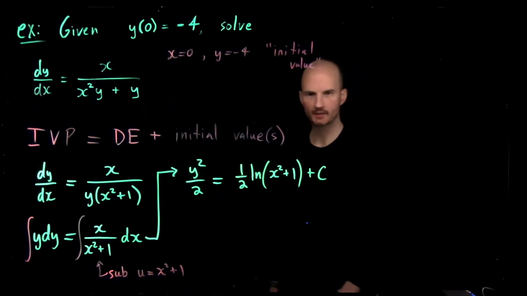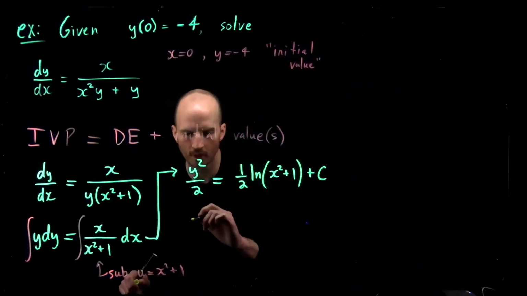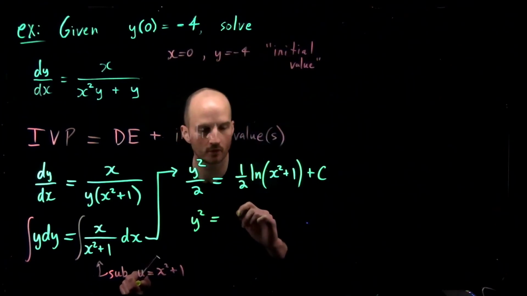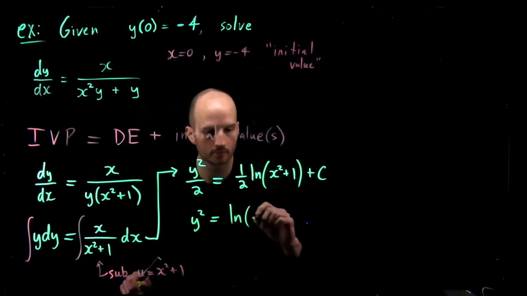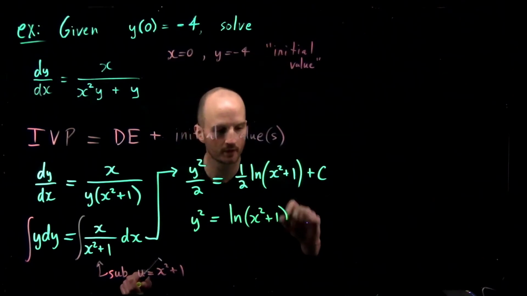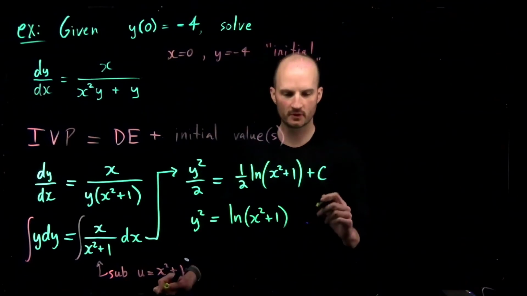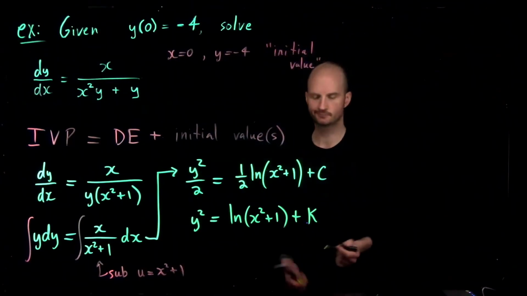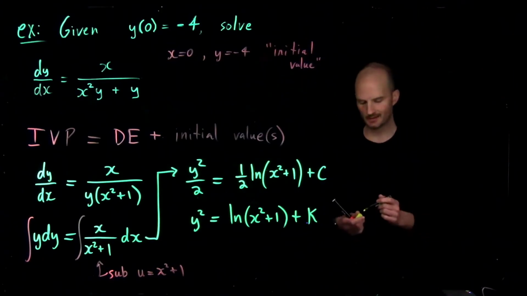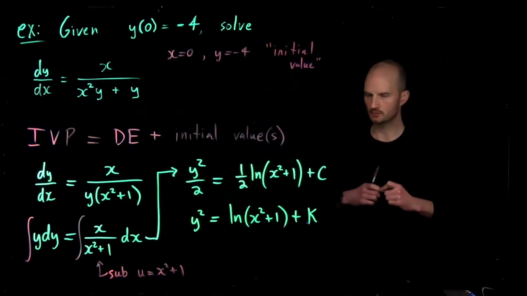So straight away I got division by 2 on both sides. So I will just go y squared is equal to ln of x squared plus 1, plus k. I could put 2c, but I'll just change it to a k, so k is equal to 2c. It doesn't really matter as long as I don't get mixed up with what my constants are.